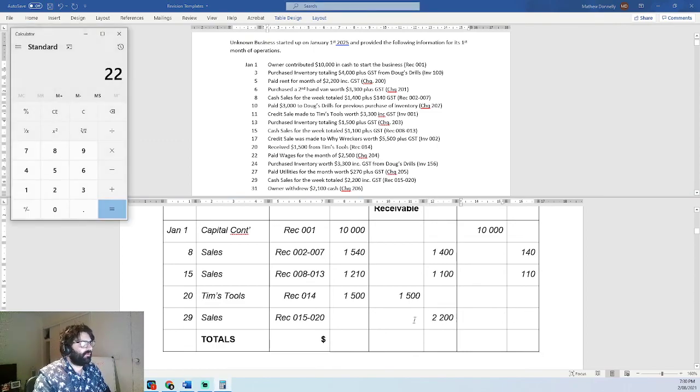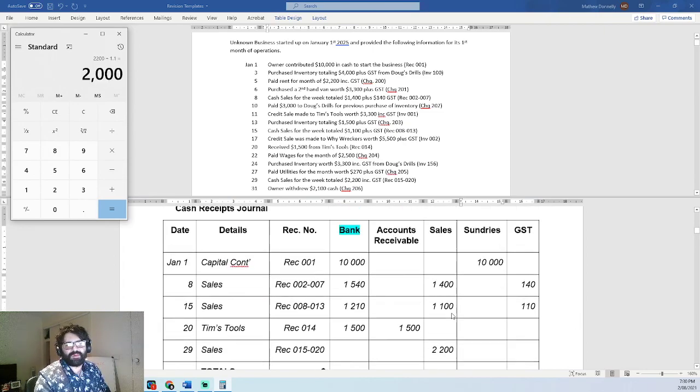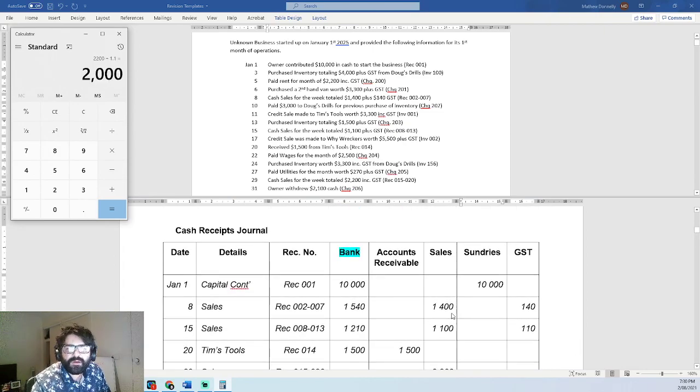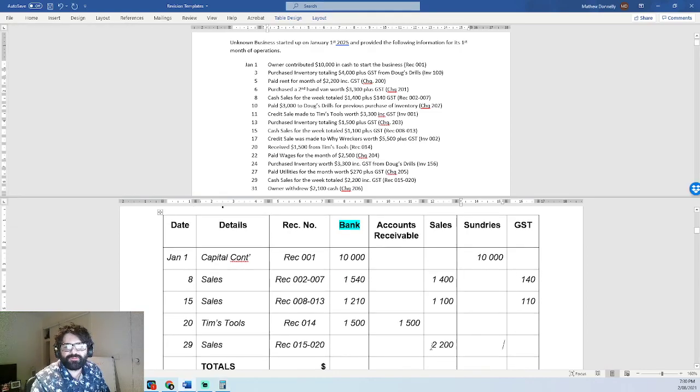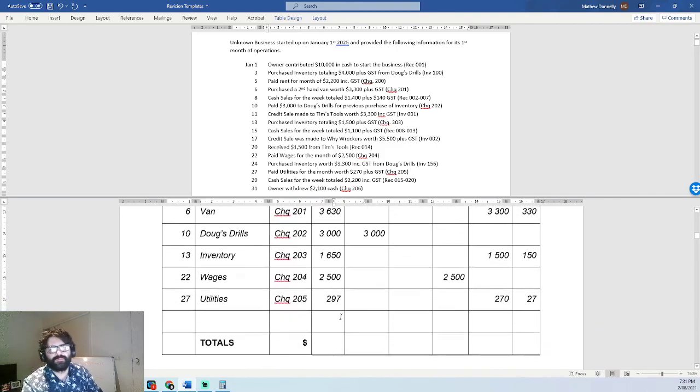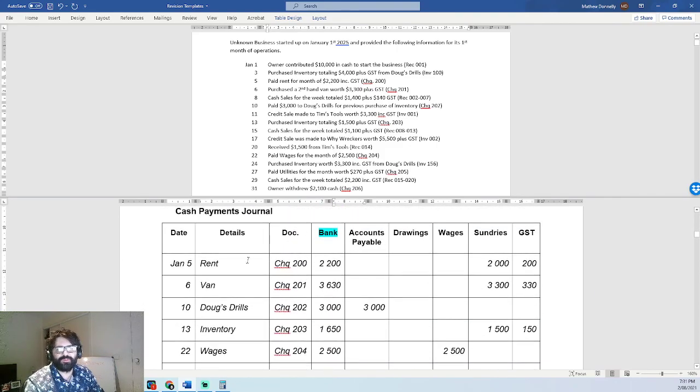2,200. Now we need to take out GST, divided by 1.1. 2,000. Yep, 2,200. So we've got to take it out. It becomes 2,000. GST is 200. Total 2,200. Nice and simple. You could also just copy the rent transaction as well. Interesting there, because it's the exact same numbers.